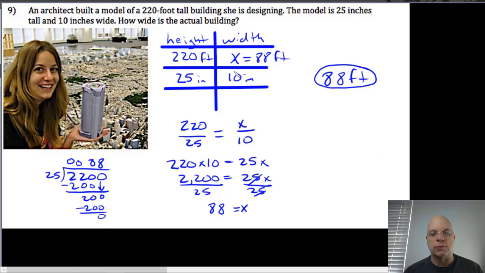Do something to make sure your answer seems reasonable before you decide it's your final answer, or while you're checking your work. Another thing we could have done is simplified this fraction, because there's a common factor of 5 here. 25 divided by 5 is 5. 220 divided by 5 is 44. And sometimes when you simplify one of your fractions in your proportion, it will reveal a really easy scale factor, like this scale factor of 2. And if you apply that scale factor of 2, you'd see 44 times 2 is 88. So if you can simplify a fraction in your proportion, sometimes it will make the problem a lot easier. You could avoid all this multiplying and dividing over here.